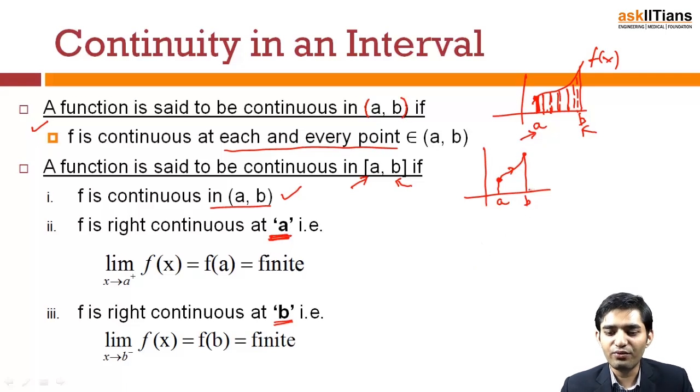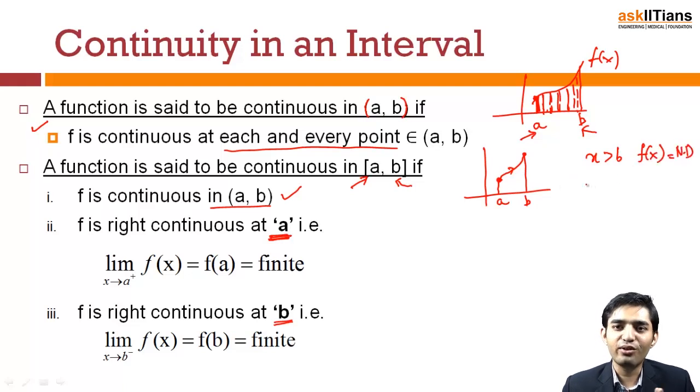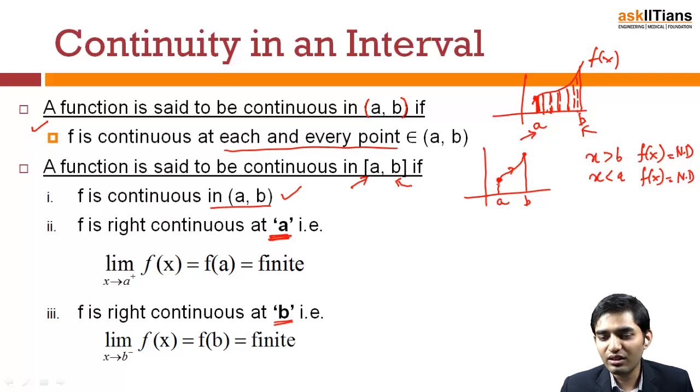So f(x) is not defined for x equal to b plus. If x is greater than b, then f(x) is not defined. Okay, it is defined only in this interval a to b, right? Anywhere else it is not defined. If x is less than a, then also f(x) is not defined. If I want to check the continuity of this type of function at the endpoints, that means at x equal to a and x equal to b, then see, for x less than a, the function is not defined.